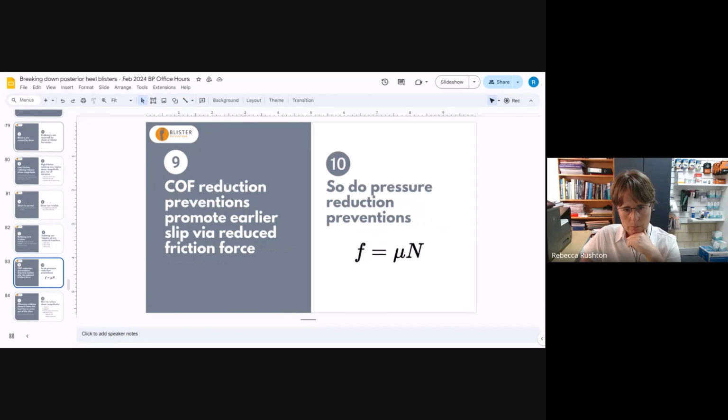Coefficient of friction reduction preventions promote earlier slip via reduced friction force. And so do pressure reduction preventions, because friction force equals coefficient of friction times normal force. So if you reduce the coefficient of friction, you'll reduce the friction force. If you reduce the normal force, which is pressure, you'll reduce friction force. And the lower the friction force, the easier it is for there to be relative motion at one of the interfaces.